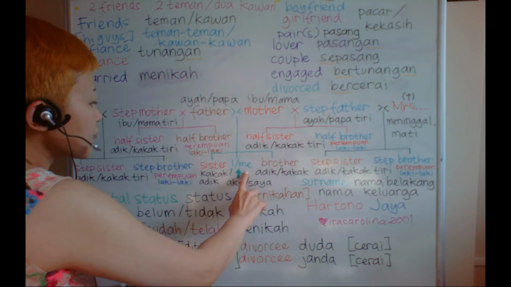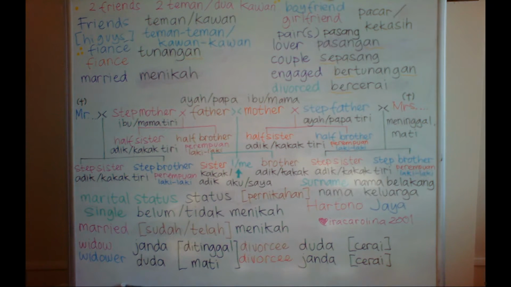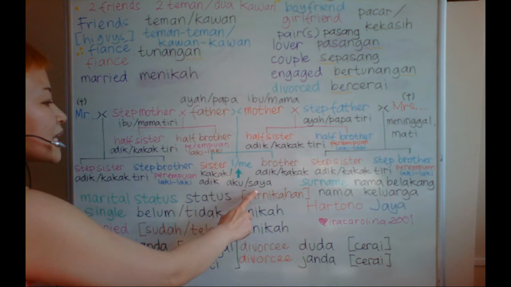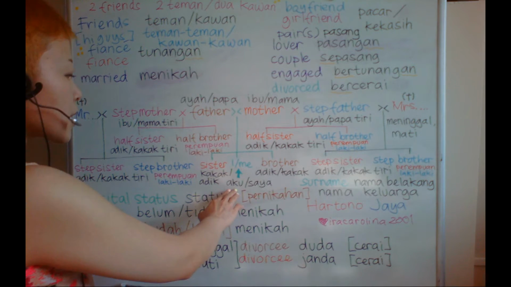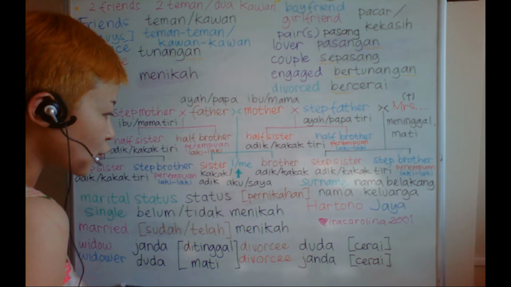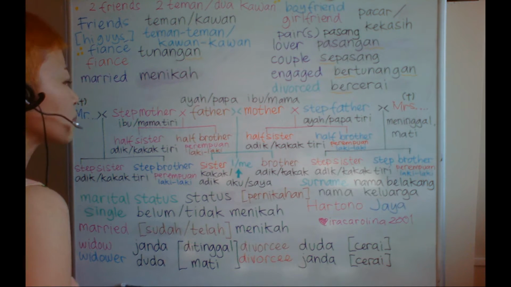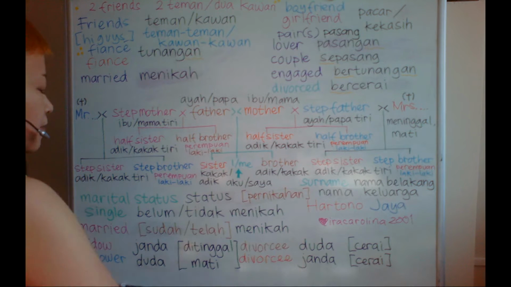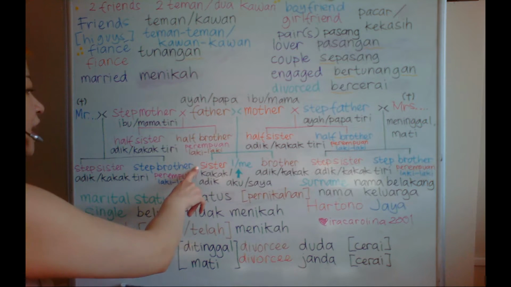Start from here. I or me in Indonesian language is aku or saya. Aku is so formal. Saya is also formal, but less formal than aku. Aku is really, really formal. Aku or saya. I have sister and I have brother.